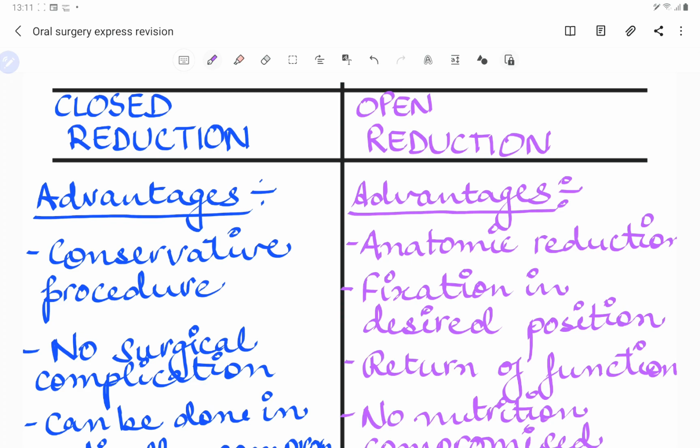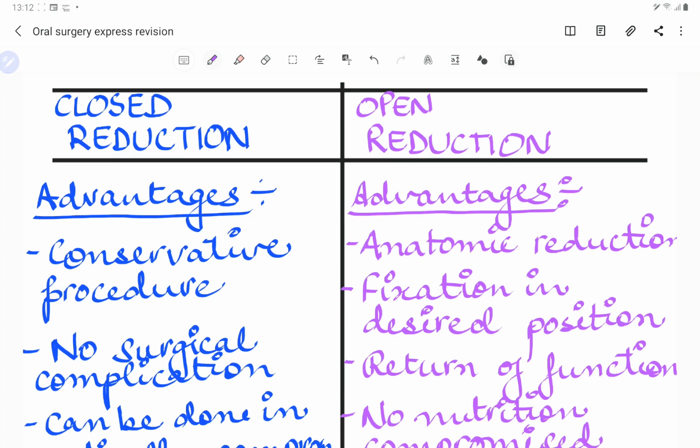Now guys, you have to picturize it. A person comes to your emergency department or to your clinic with a fracture, and you are the only oral surgeon out there, or you are the only doctor. First of all, you need to see that airway, breathing and circulation are maintained. And if you see that all the three are fine, there is no emergency situation, then in that case guys, you can go for the closed reduction.